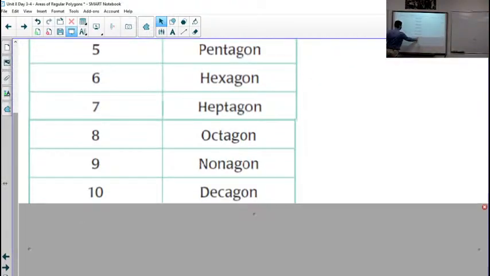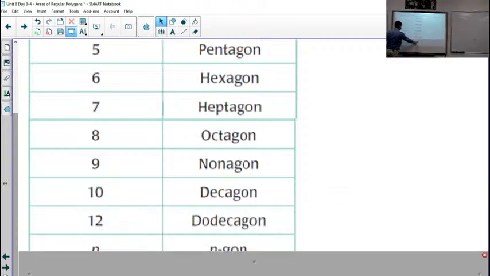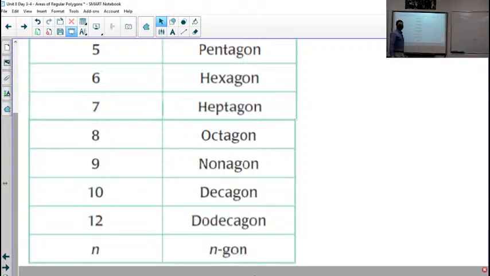These are going to come up less often. 9 is a nonagon, 10 is a decagon, 12 is a dodecagon. If we have more sides, which you don't come across as often, like a 15-sided shape, you put your number of sides and then gon. So if it's got 30 sides, you're going to call it a 30gon. But mostly we're going to stay in the realm of these.